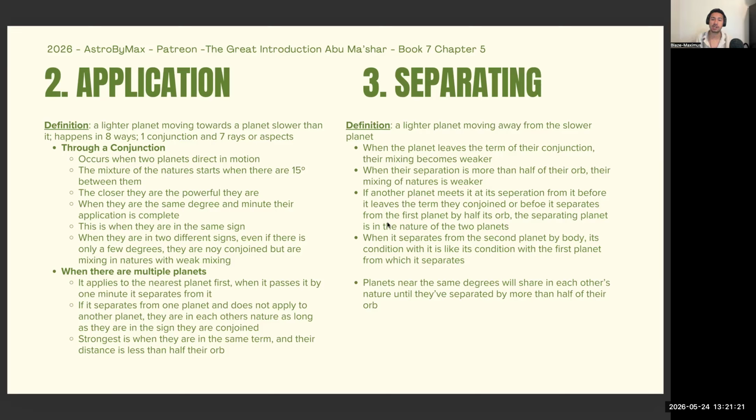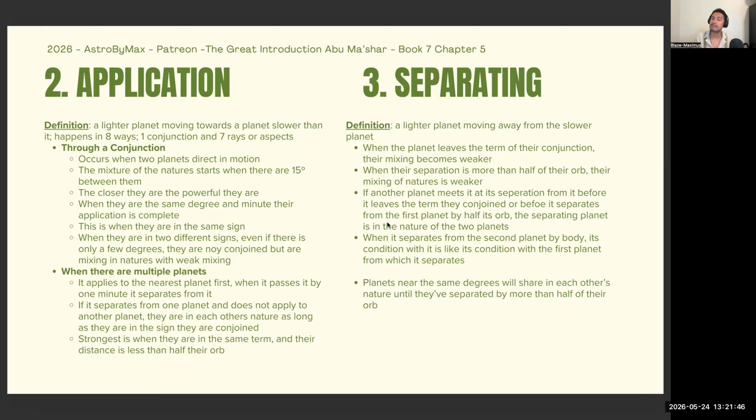And then we have separation, which is when a lighter planet is moving away from the slower planet. The separation can happen in a few different manners. The first is when the planet leaves the term of their conjunction, so the mixing between them becomes weaker. And then their separation is more than half of their orb, so more of their moiety is separated by them, and their mixing of their natures becomes weaker.